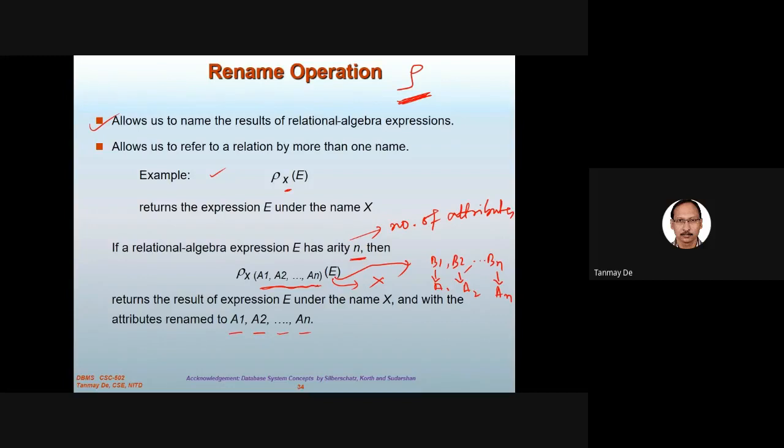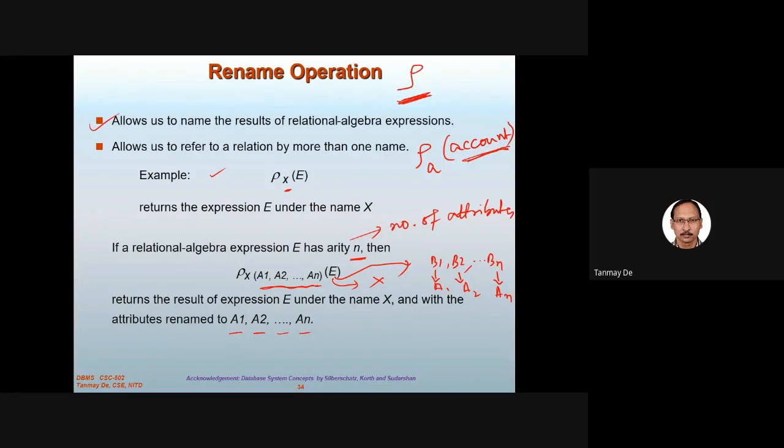Suppose we write account. You know the account is one of the relations, is it na? What is there in account? Account number, balance and branch name, is it na? So this account is a relation, or maybe it is a relational algebra expression. It is a single relation.